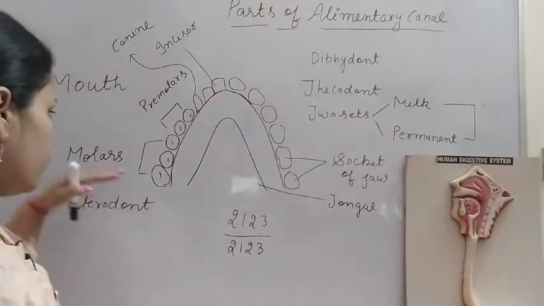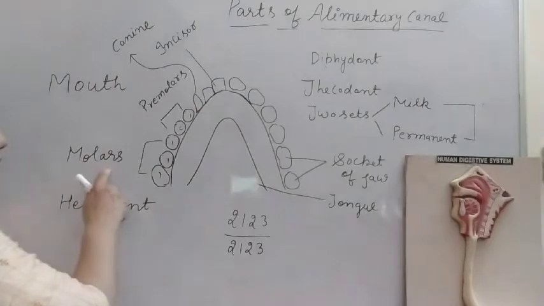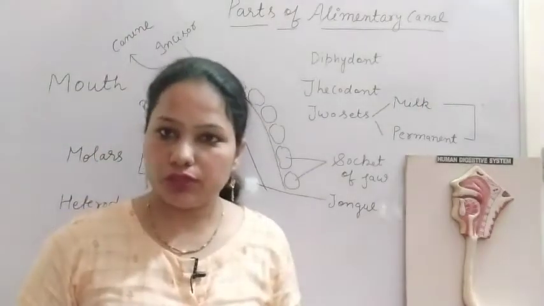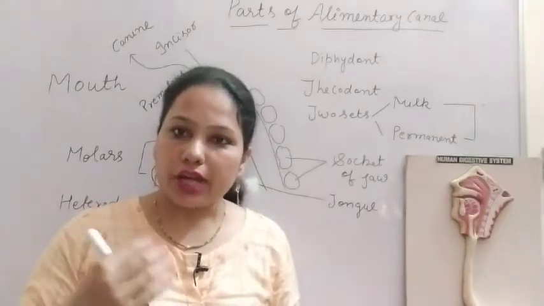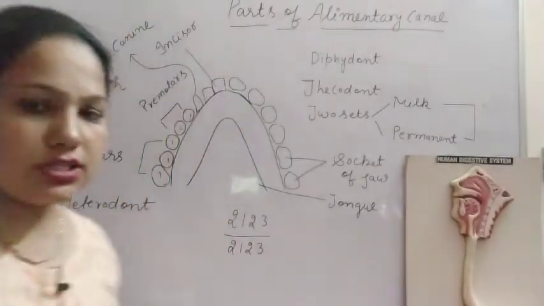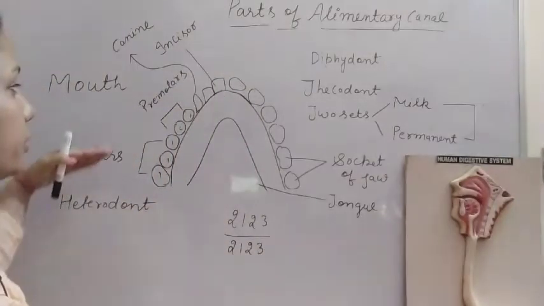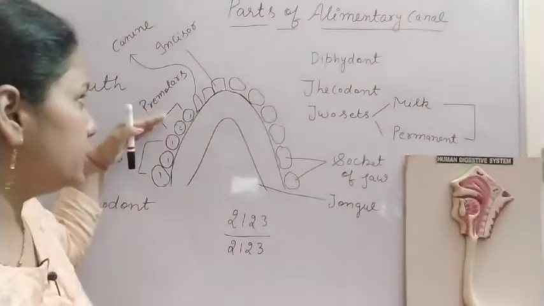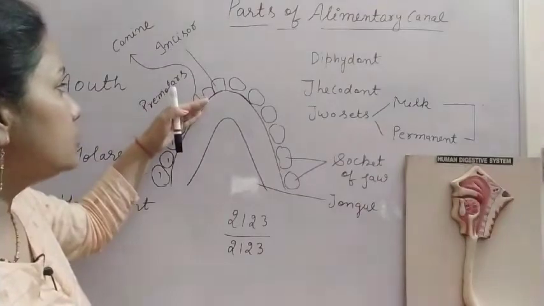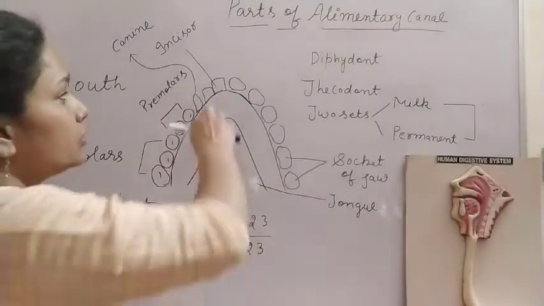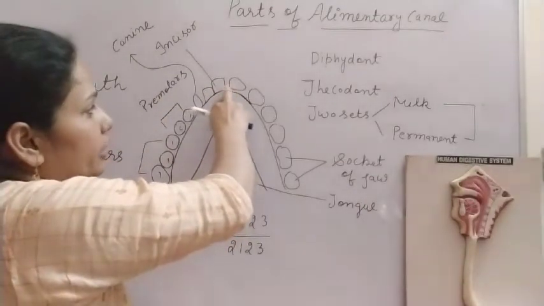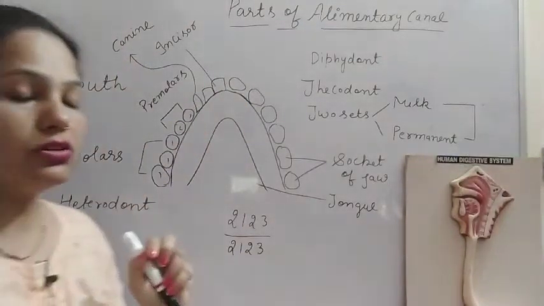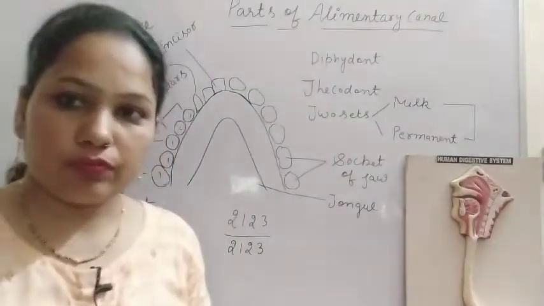Now the first type of teeth, these are the molars. These molars are known as the grinding teeth. So for the grinding of the food, molars are used. After that, the premolars, these are also grinding teeth. The canine and the incisors. These incisors are the cutting teeth, and the canines are known as the tearing teeth.